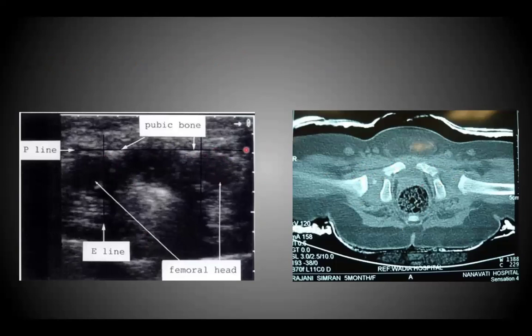So Suzuki has described drawing 2 lines, the P line which goes along the anterior edge of the pubic bone, and the E line which goes perpendicular to the P line from the lateral edge of the pubic bones. And if your femoral head is below the P line and lateral to the E line, then it indicates that the hip is centered.